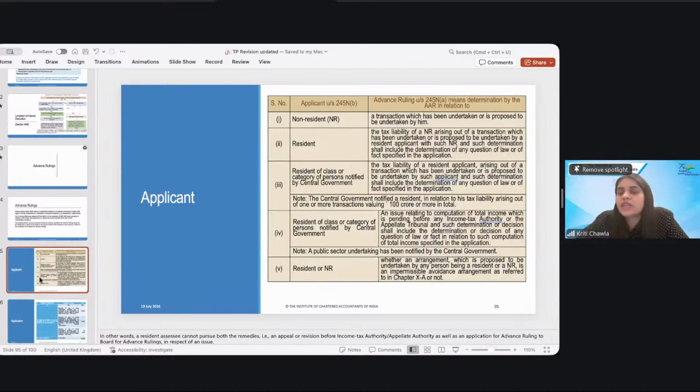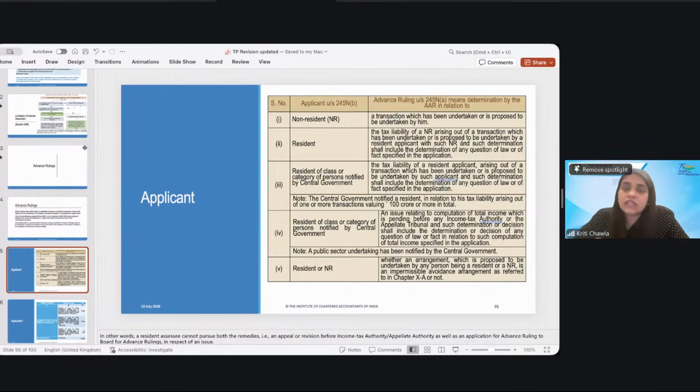Well, this can be in relation to a transaction which has been undertaken or is proposed to be undertaken by him. It can also be a resident in respect of the tax liability of a non-resident arising out of a transaction which has been undertaken or is proposed to be undertaken by a resident applicant with such non-resident. And such determination shall include the determination of any question of law or fact specified in the application.